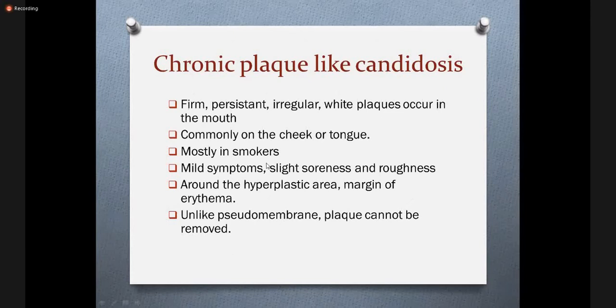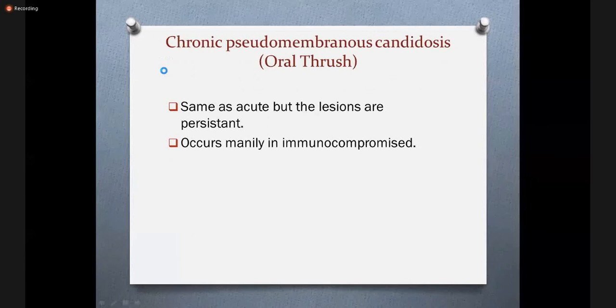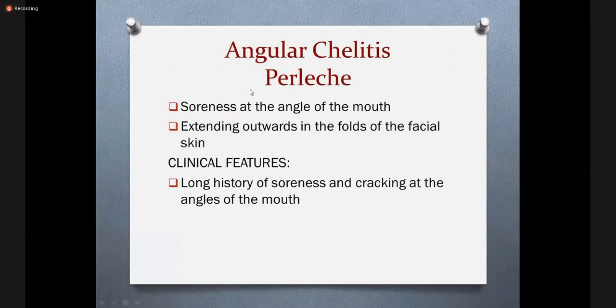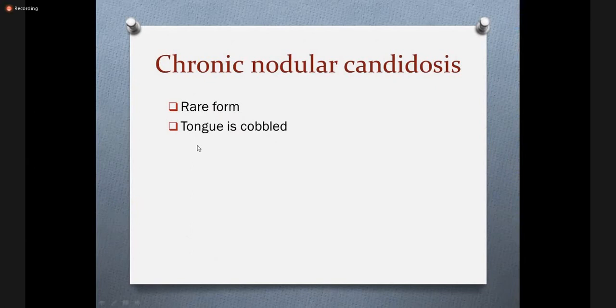While in the pseudomembranous type, the plaque is removed easily, leaving behind the erythematous surface. Okay, chronic nodular is very rare, and the tongue becomes curved. Angular cheilitis, okay, is soreness at the angle of the mouth.